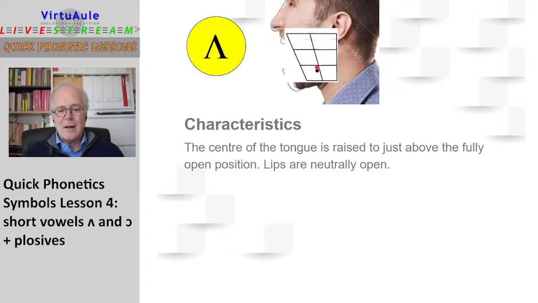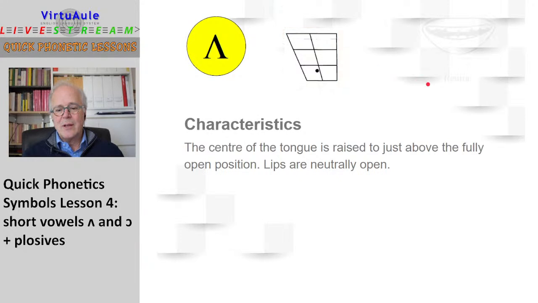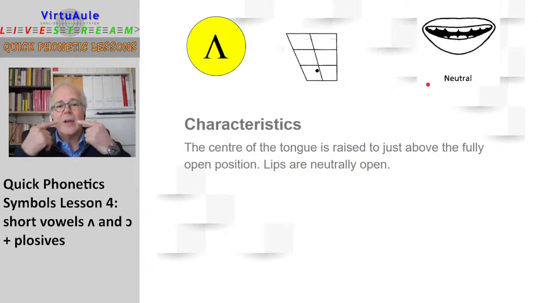Ah. It's a little bit towards the front, but it's not fully open. And the lips are neutrally open, neutral, like this. Ah, ah. You see, I'm not stretching or tensing my mouth. It's not rounded. Neutral. Let's look at some more examples.